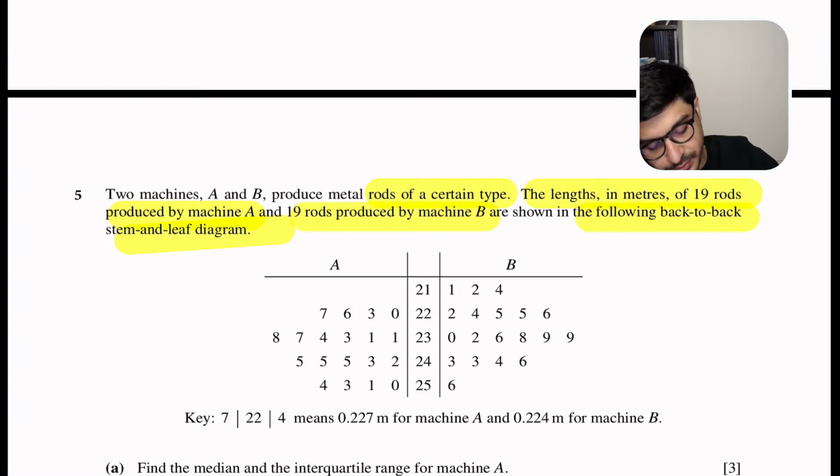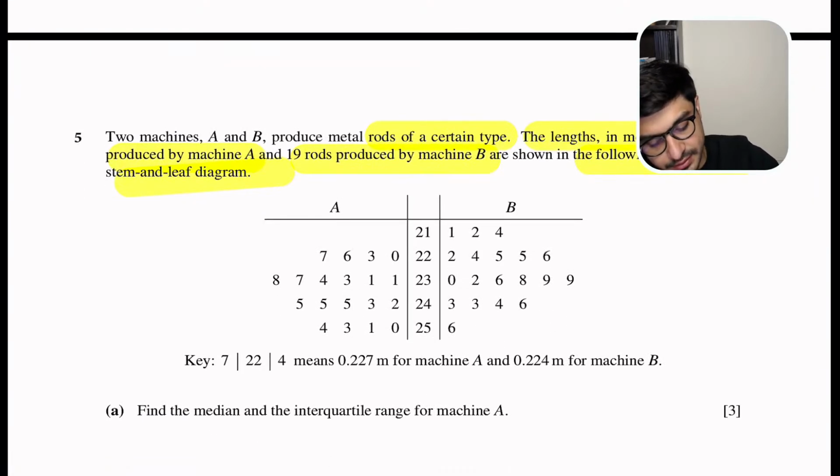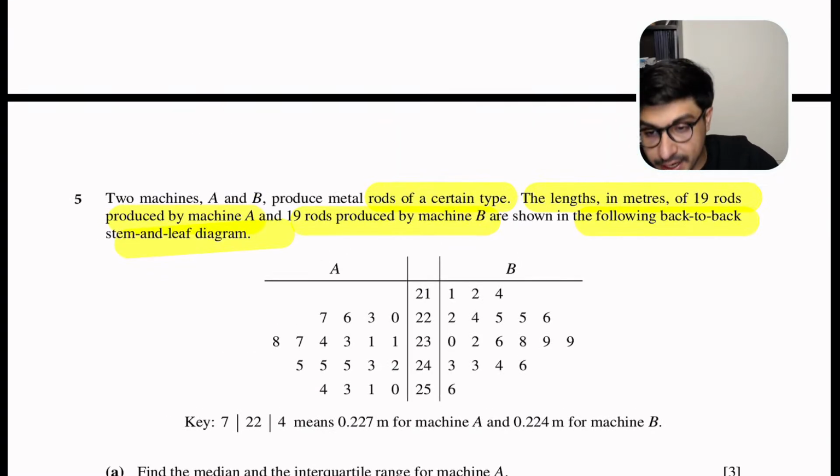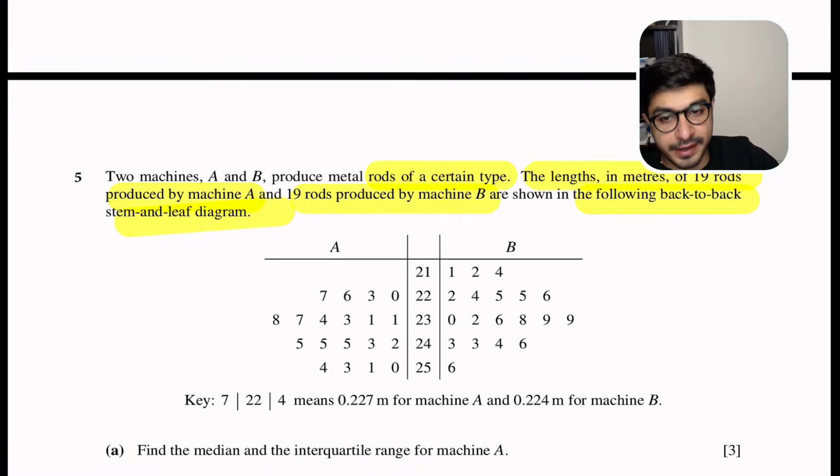So what happens is over here, there is a key, something like this, right? Key means what? If 22 is written in the center, the number on the right is 7, so it's going to be 0.227 meters, and the number on the left is 4, so it's going to be 0.224. So that means it is going to be 0.227 here and 0.224 over here, and that is what this key means, right? Now they're asking for the median value and the interquartile range, right?